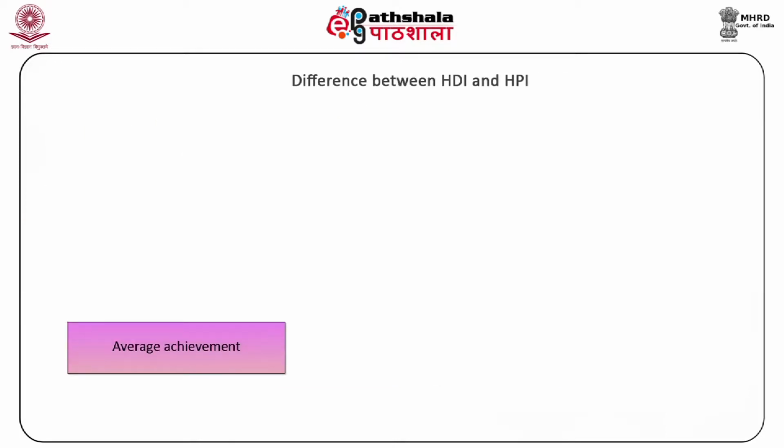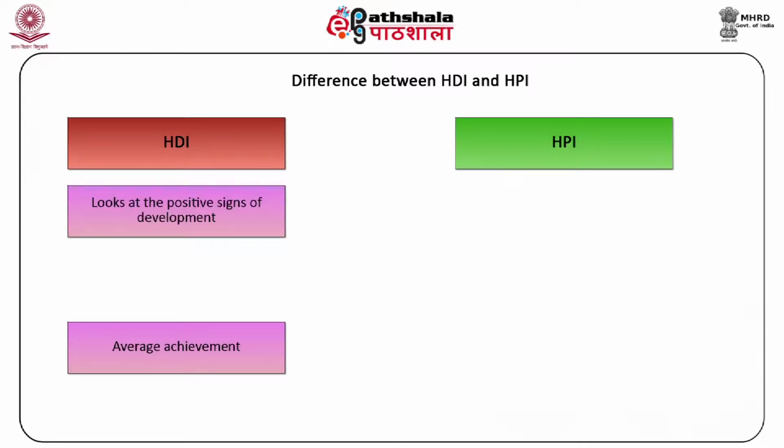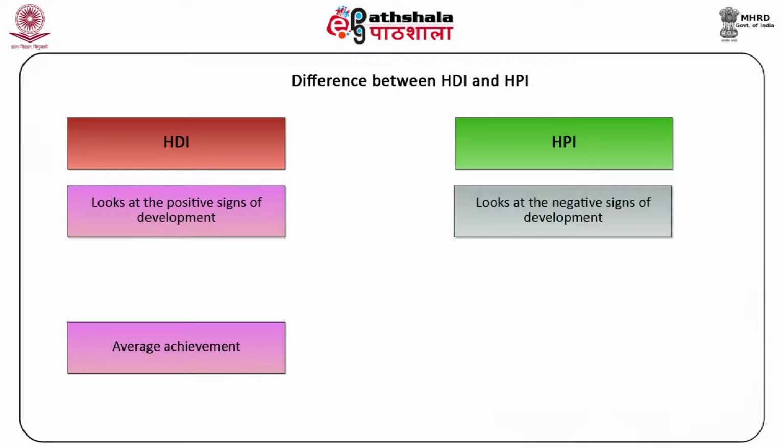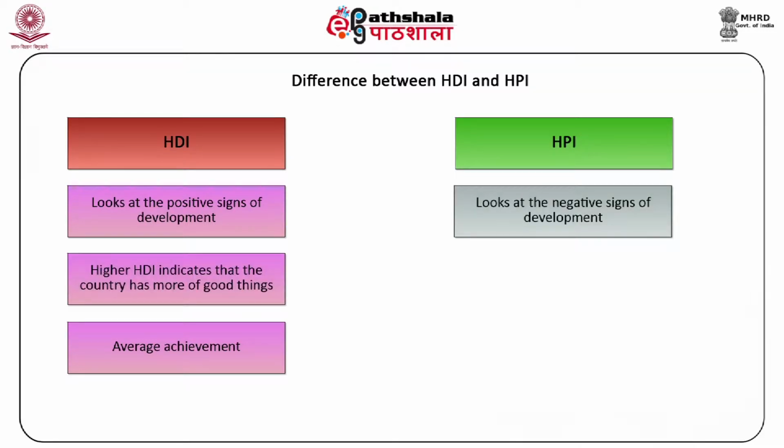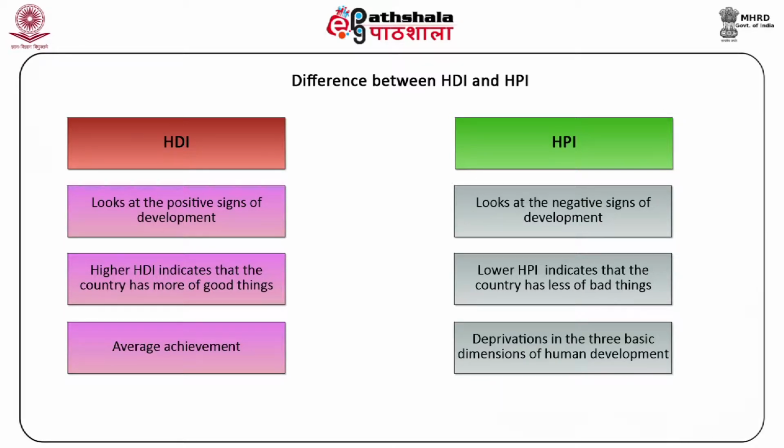Let's now discuss the difference between Human Poverty Index and Human Development Index. The Human Poverty Index (HPI) is quite similar to the HDI. The difference is the variables used, which again reflect the orientation of the two measures. The HDI looks at the positive signs of development, the HPI at the negative ones. A higher HDI indicates that the country has more of good things, an achievement. A lower HPI indicates that the country has less of bad things, a failure. While the HDI measures average achievement, the HPI measures deprivations in the three basic dimensions of human development captured in the HDI.